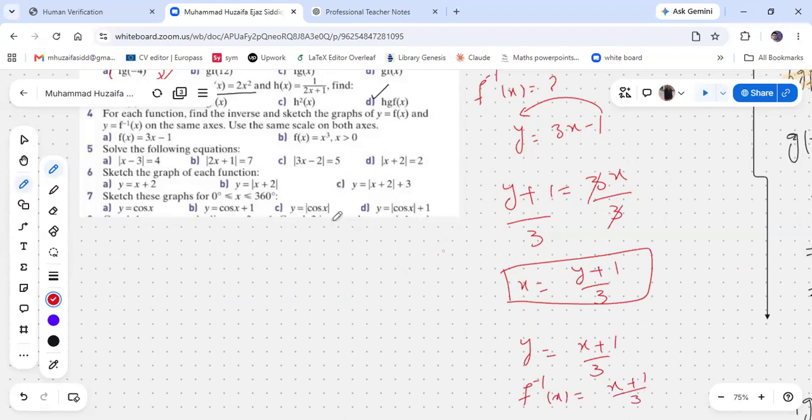So what is the demand? For each function, find the inverse and sketch the graph of y is equal to f of x and the inverse on the same axis. As we already discussed, we can put in dummy points, and here we have no specific domain. Here we have no specifics. Our function is f of x equal to, in general, 3 of x minus 1.